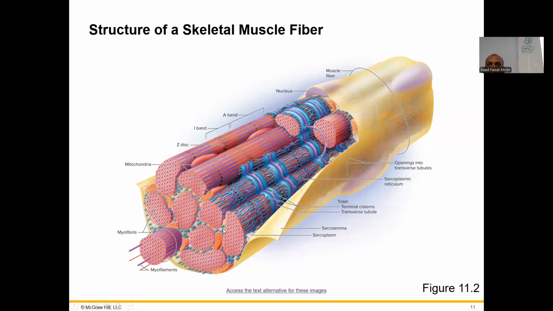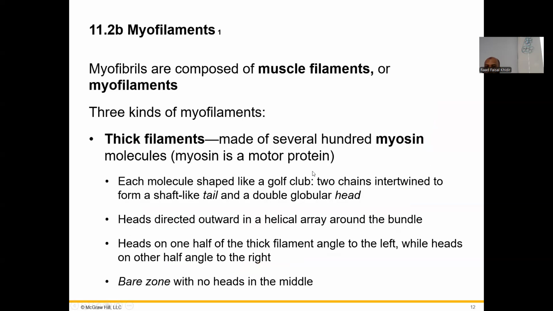So the myofibril has multiple myofilaments. See, that's the myofibril, and the little ones are your myofilaments. Then you have your bands. You see your bands? That's your I band. We're going to talk about that. The I band is the light band, and the A band is the thick band. We will see more about that.